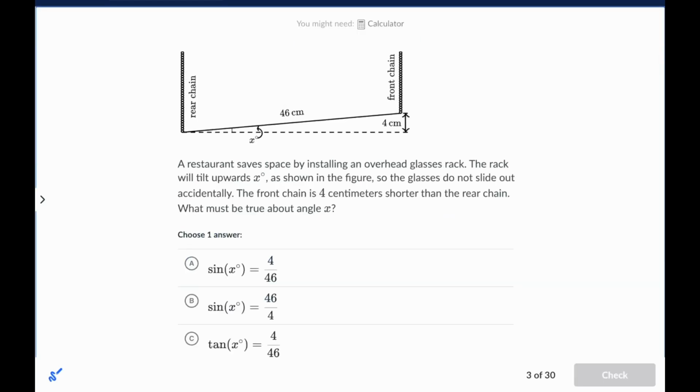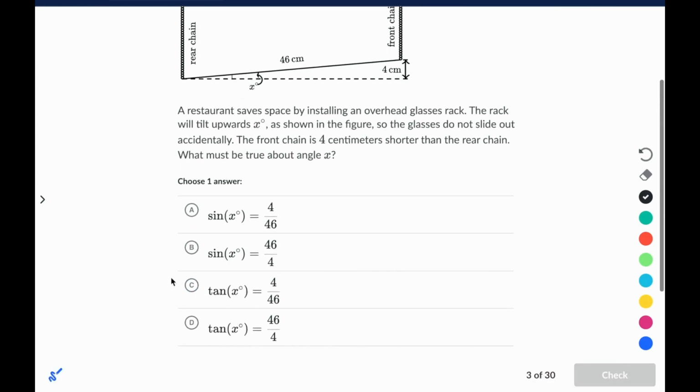Let's move on. Okay, so I think now we have a bit of trigonometry. A restaurant saves space by installing an overhead glasses rack. The rack will tilt upwards x degrees as shown in the figure, so the glasses do not slide out accidentally. The front chain is 4 centimeters shorter than the rear chain. What must be true about angle x? Okay, we need to find what is true about angle x.